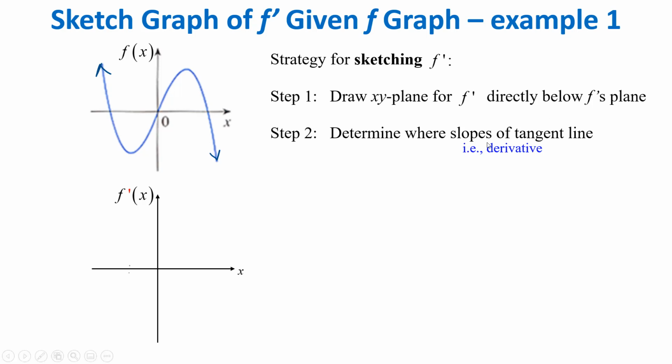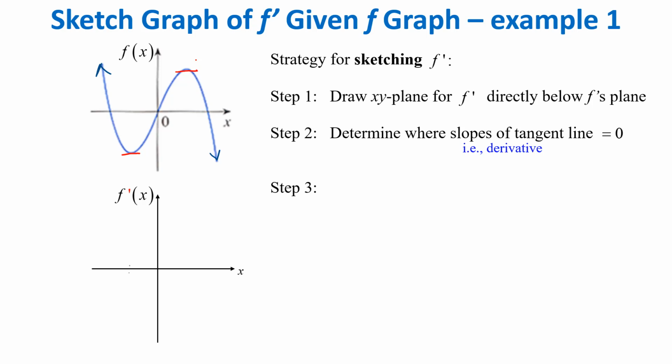So you want to determine on this graph where the slopes of the tangent line would be 0. Now, the thing to know about this is that when the slopes of the tangent line are 0, that means that they're horizontal lines. Well, that's going to happen here and here.